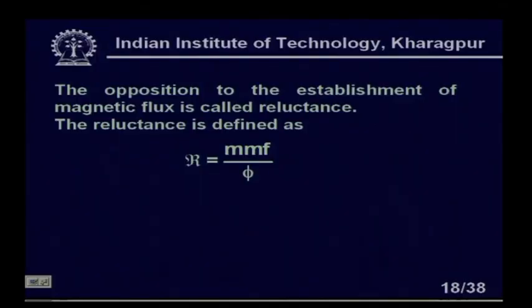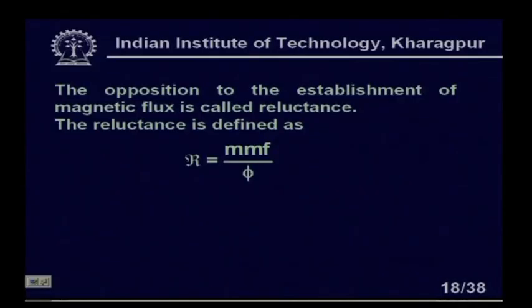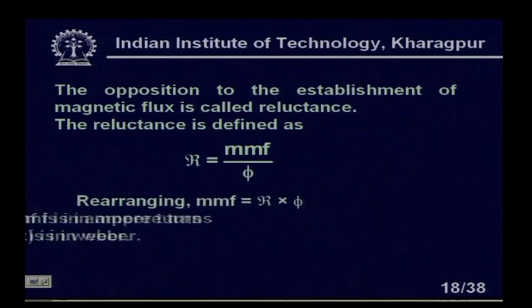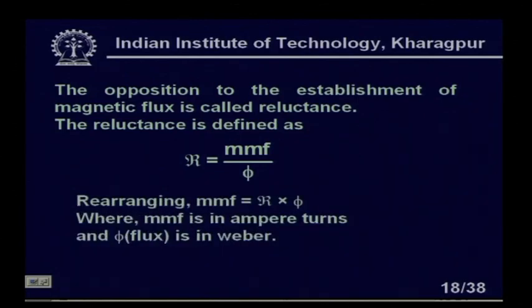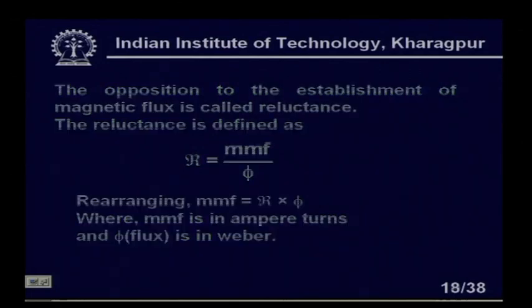The opposition to the establishment of magnetic flux is called the reluctance. Whenever reluctance increases, your flux decreases. If the flux increases, reluctance decreases. So, the reluctance is defined as R equal to MMF, magnetomotive force, divided by the flux phi. Rearranging, I can write MMF equal to R multiplied by phi, where MMF is in ampere-turns if the number of turns is more than 1, and phi, the flux, is in Weber.